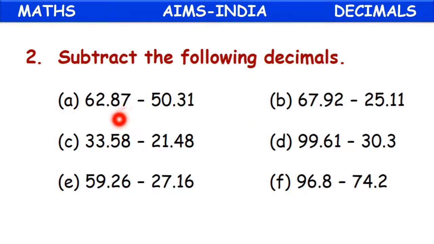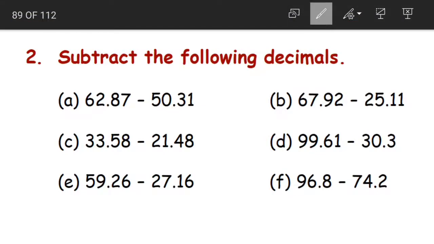Next up we have subtract the following decimals. Again, what is the first one here? Question A, 62.87 minus 50.31. The number of decimal places are same, so we need not add any zeros here.